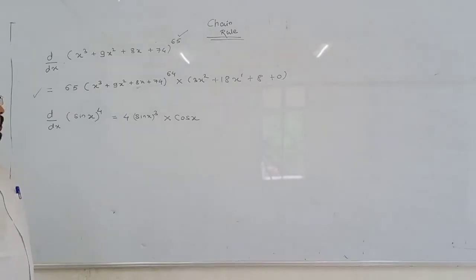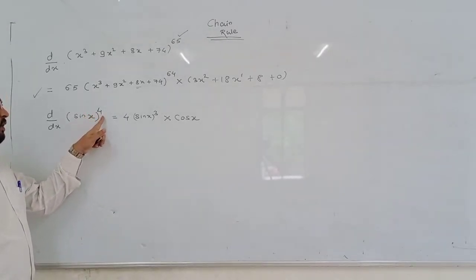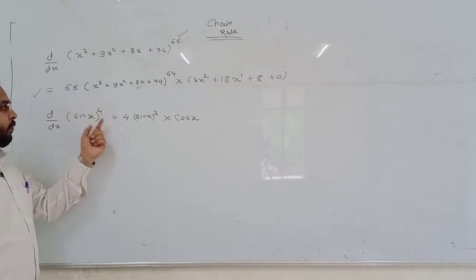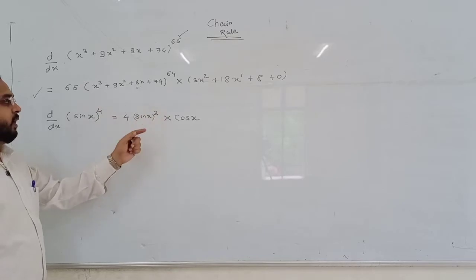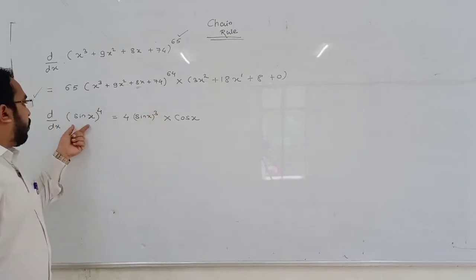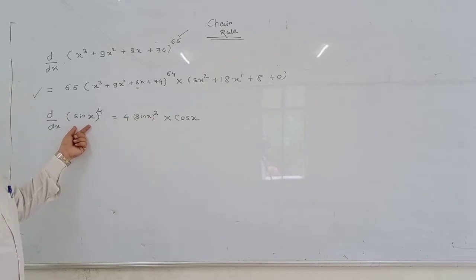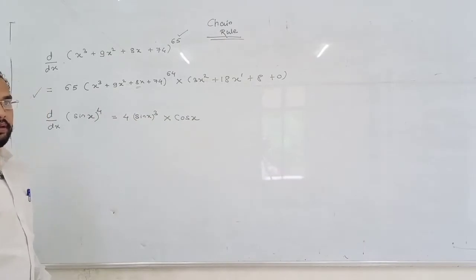Okay, so sin x to the power 4 is there. So first we see the power here. So apply the power rule. So 4, take the power in the numerator and reduce the power by 1. So 4 sin x to the power 3. But whatever is inside the bracket is not x, then differentiate it again. Okay.